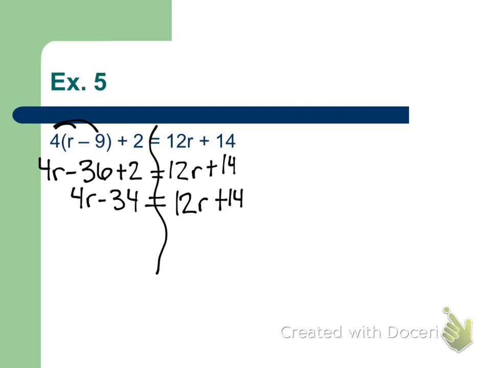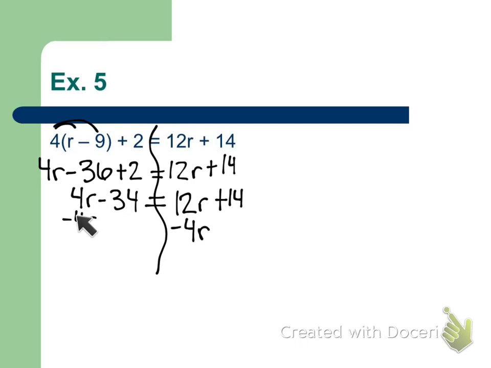Okay, now we've got some moving to do. We need to move our variable. Which one should we move, the 4r or the 12r? The 4r. It's recommended to move your smaller one. 4r is smaller. How are we going to move it? Using subtraction. But if I do it to this side, I have to do it on the other side. Remember, we only do it from the other one that has an r.